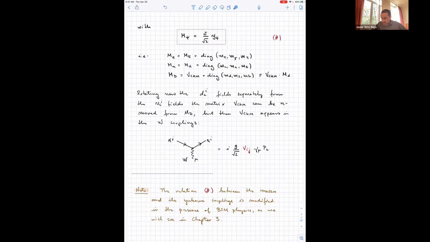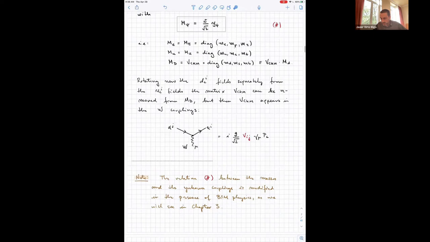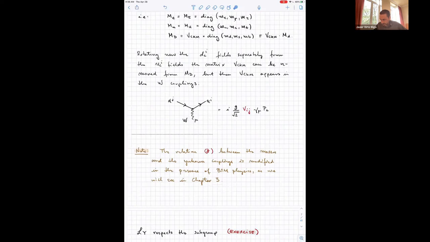So this is a crash course on the standard model and flavour in the standard model. Here there is a small note. So this relation between the masses and the Yukawa couplings will be modified if there is BSM physics. And I will talk about that briefly later on in chapter 3. Any questions up to this point?